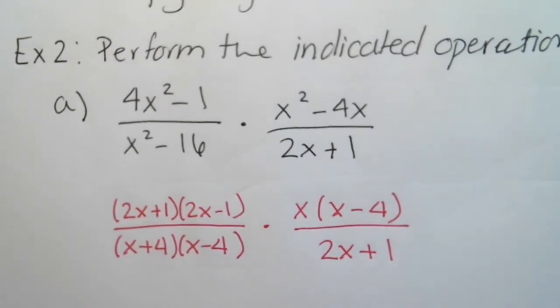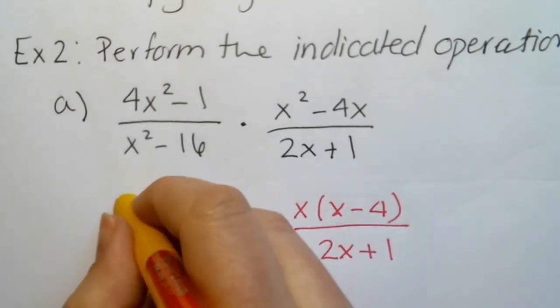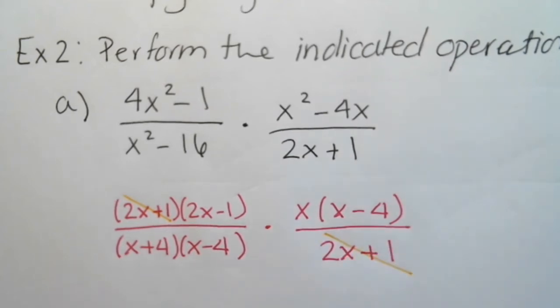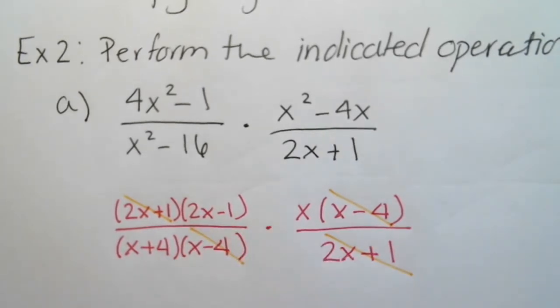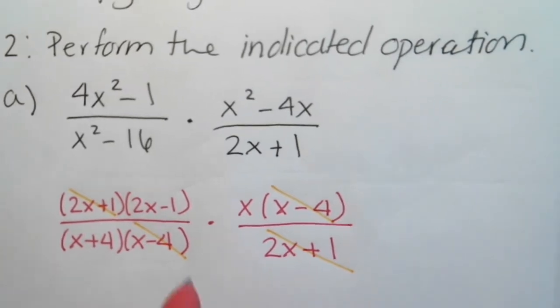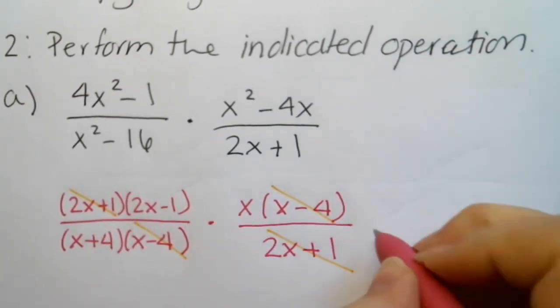Now we're looking for factors that appear both in the numerator and the denominator. So if you look, you have 2x plus 1 canceling with this 2x plus 1. And we have x minus 4 canceling with this x minus 4. So what's left over in the numerator? We have x and 2x minus 1.